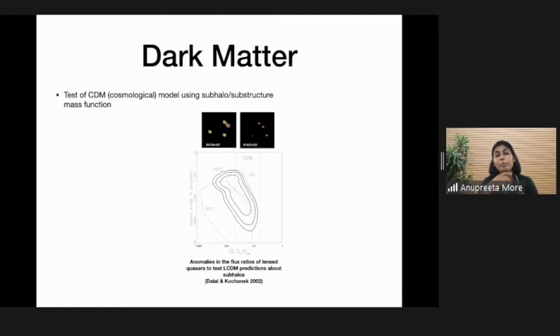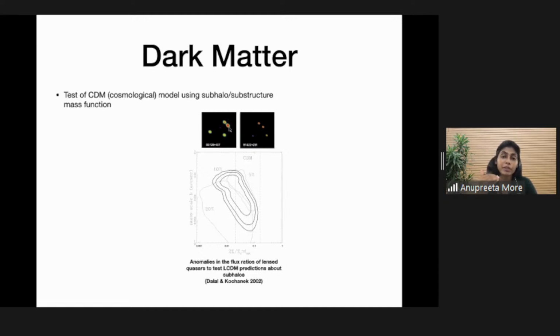So another application of strong lensing to get constraints on dark matter is via looking at perturbations to these observables. So far we have talked about measuring the image positions, their magnifications, and their time delays. But if there are some very low mass dark matter, what are called subhalos or substructures, and if they happen to be present very close to one of the lensed images, then they will cause additional deflection due to gravitational lensing, and they will cause perturbation to these observables.